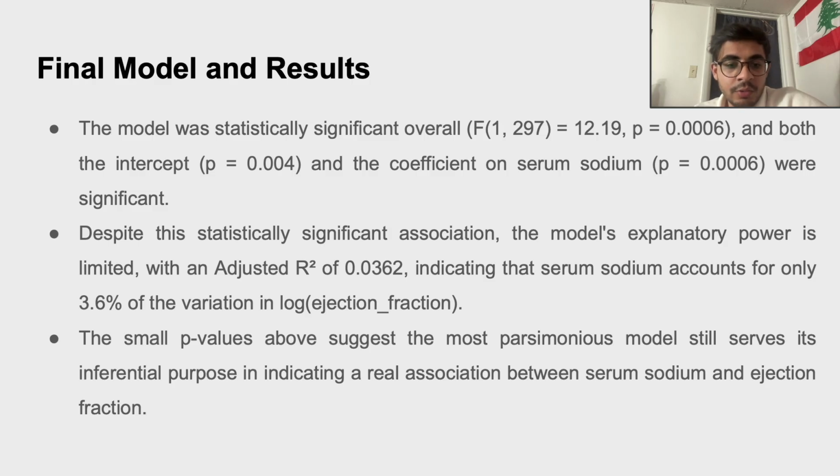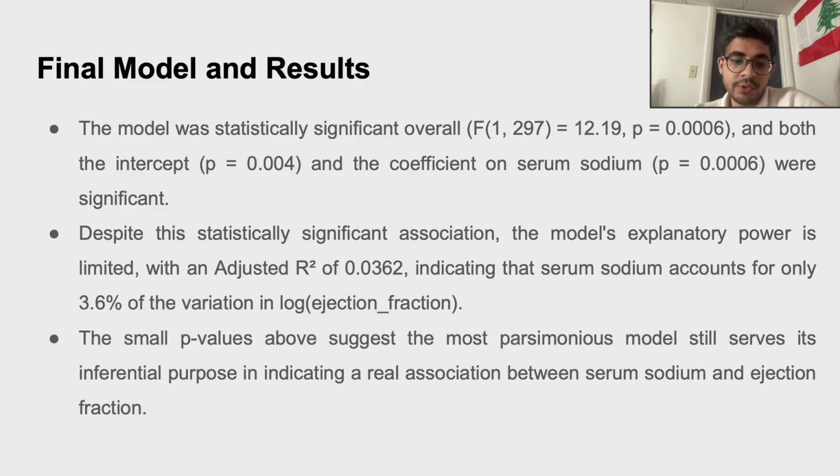This can be seen through the adjusted R-squared, which takes a value of 0.0362. In context, this means that serum sodium only accounts for 3.6% of the variation in log ejection fraction, which, clinically speaking, would mean that serum sodium doesn't account for a lot of variation within ejection fraction in general.